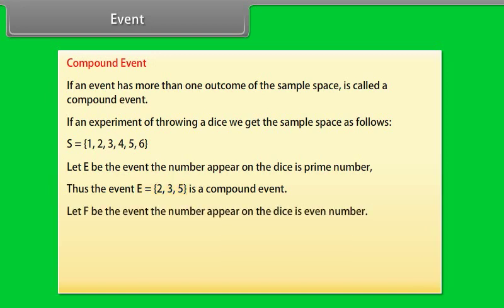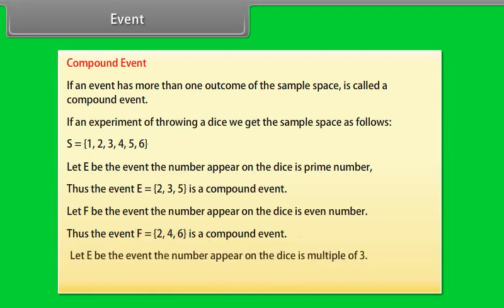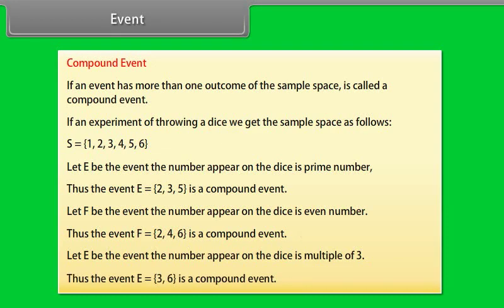Let F be the event: the number that appears on the dice is an even number. Thus the event F is equal to {2, 4, 6}, a compound event. Let E be the event: the number that appears on the dice is a multiple of 3. Thus the event E is equal to {3, 6}, a compound event.